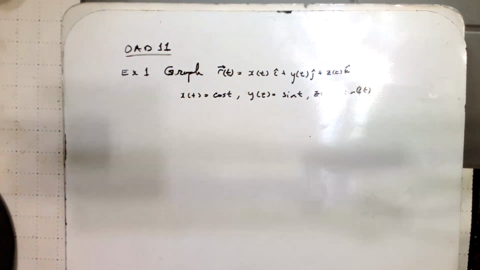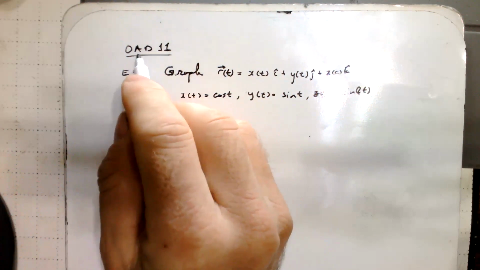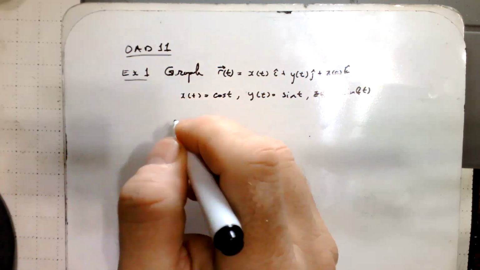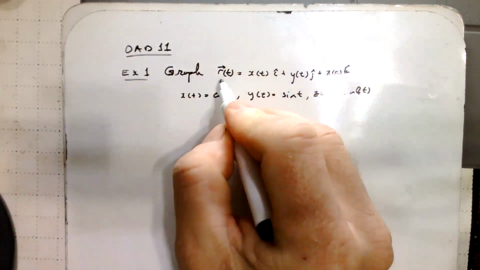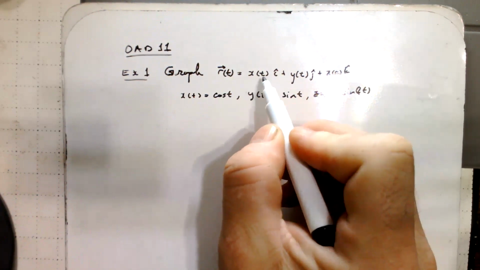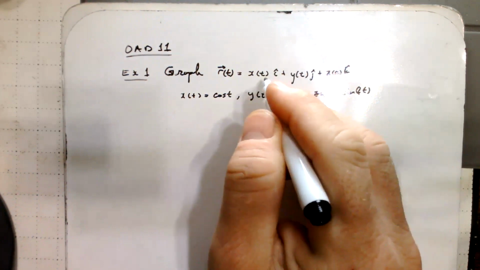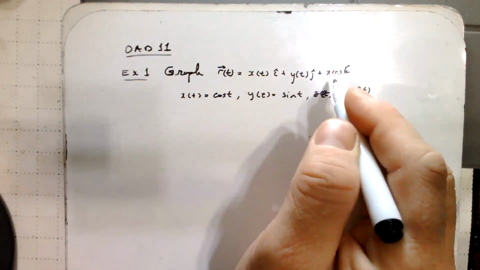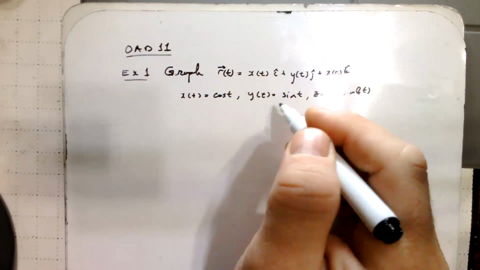All right. In this video, we're going to graph. This is for Math 230, 1a day 11, example 1. So in this example, we want to graph the function r of t. It's a vector valued function. So each of the components i, j, and k have a corresponding parametric function, x of t, y of t, and z of t, corresponding to the direction of the vector.